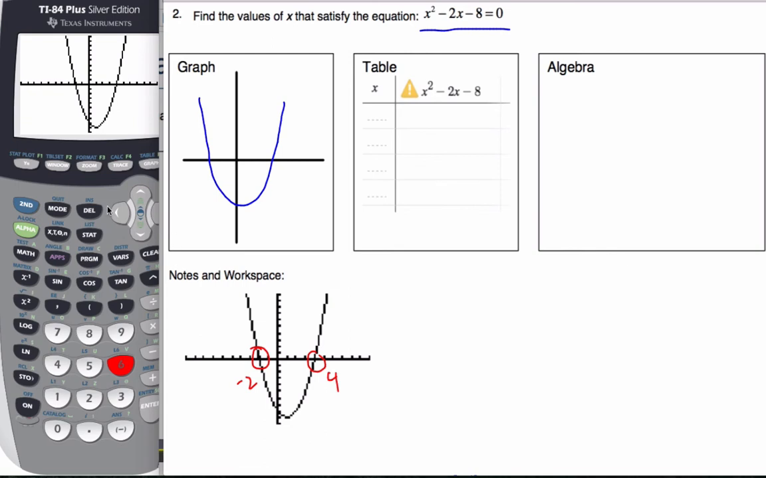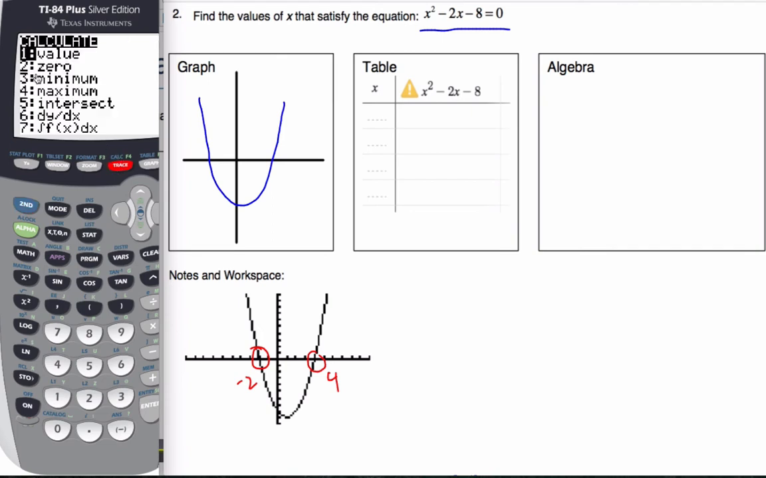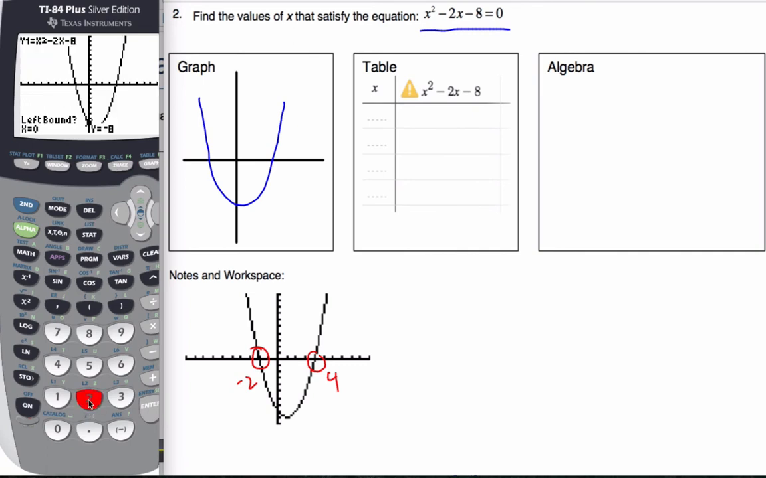We did this to help factor earlier. So in order to do it, I'm going to go second, trace, which is the calculate menu, and number 2 is the 0. I'm going to hit number 2 to do the 0. Now the calculator is asking me a question. It's asking me for the left bound.